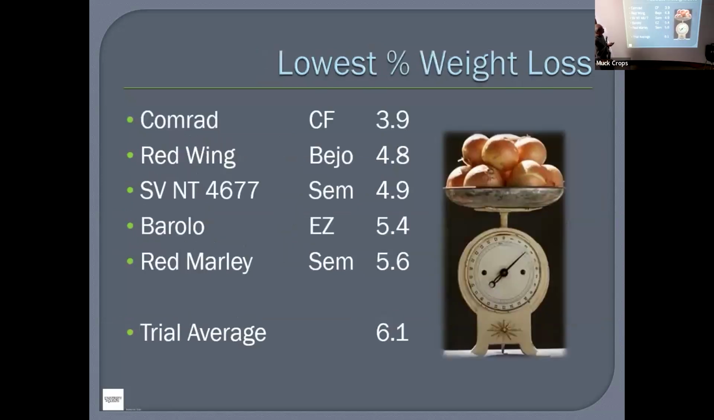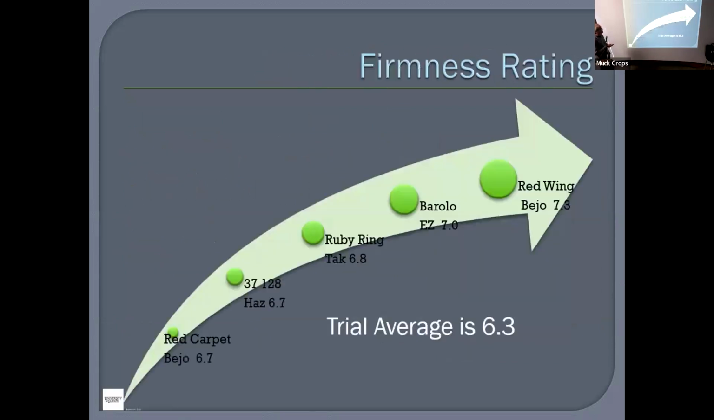And weight loss was not bad at all. Trial average about 6, very similar to what we saw in the yellows. But the ones that had the least were Comrade, Red Wing, 46 from Seminis, Bolero, and Red Marley, all about 4% to 5.5% weight loss. Very respectable. And as far as firmness, the ones that held up the best, not quite the scores that we see in the yellows, were Red Carpet, a number of variety from Ezeh, Ruby Ring, Bolero, and Red Wing, coming out as the best as far as firmness goes in the trial.